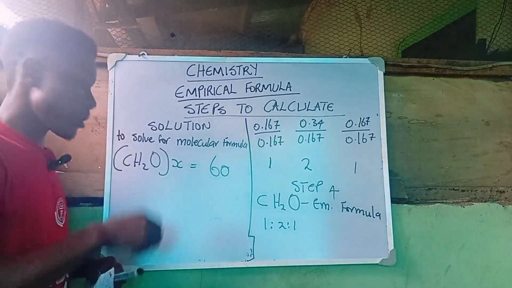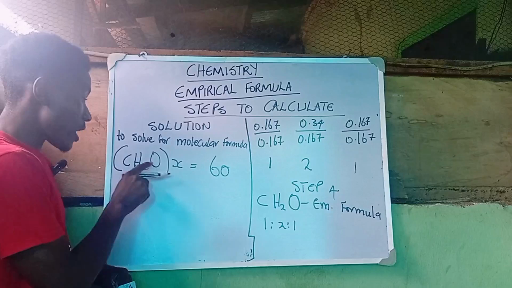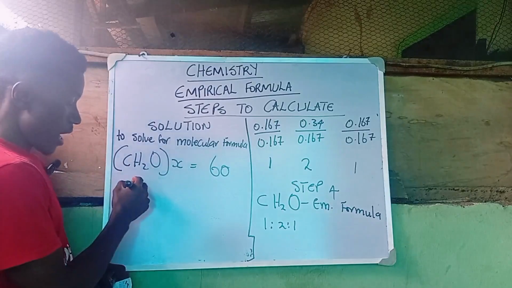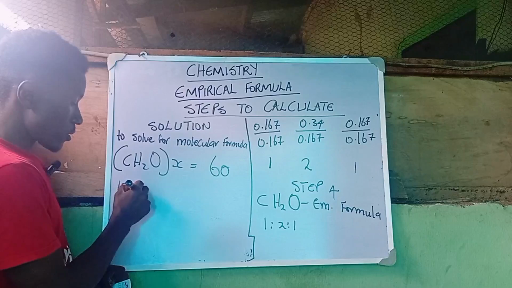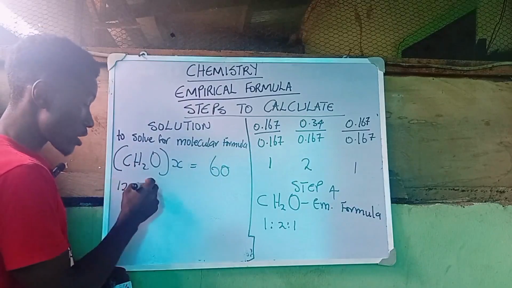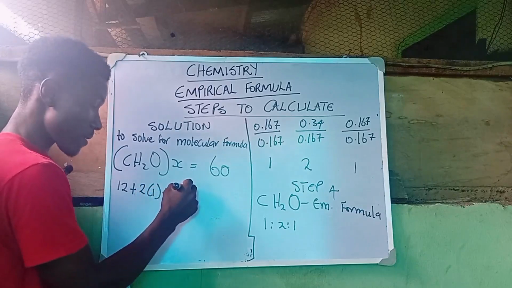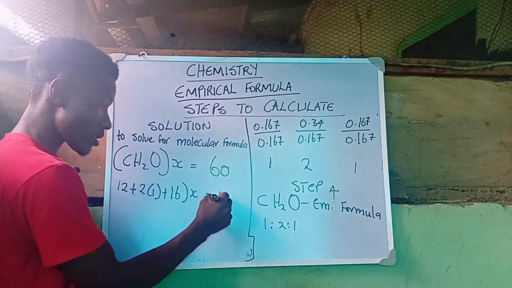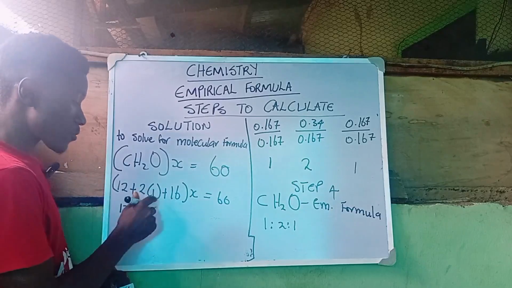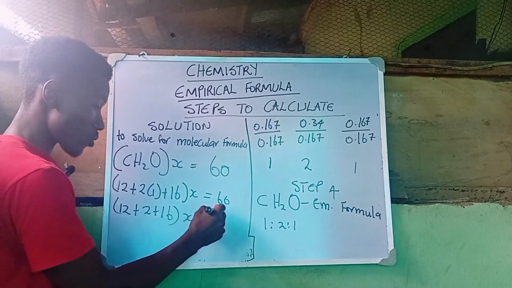To get the relative molecular mass, we simply have to bring the atomic mass of each of these elements. We already know that the atomic mass of carbon is 12, so we say 12 plus. The relative atomic mass of hydrogen is 1, but they say 2 here, so we say 2 times 1, plus oxygen, which is 16. And this is our X equals 60. So we say open bracket, 12 plus 2 times 1 is 2, plus 16, close bracket, X equals 60.